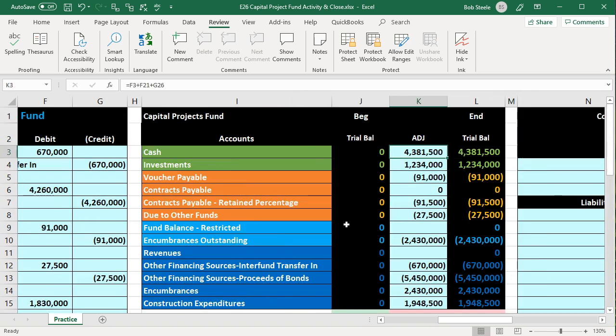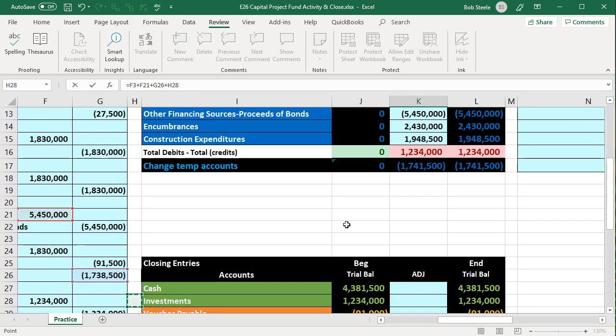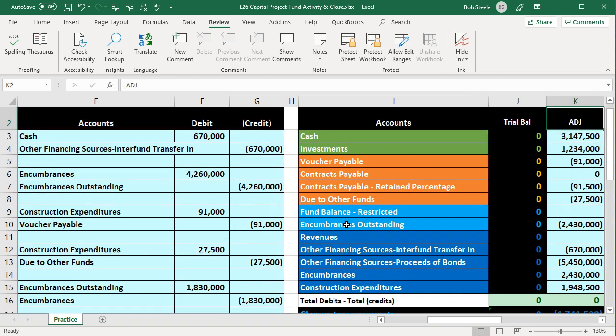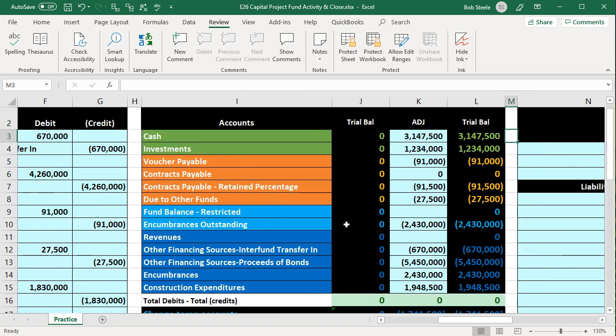In cash, we are in K3, F2 plus F2. Scroll back down and we will pick that up as well. That'll be the cash and enter. So there we have that, and now we're back in balance. Everything looks good. Now what we're going to do is the closing process.